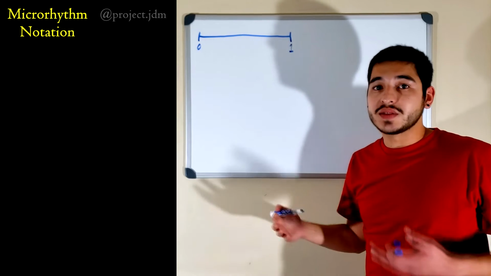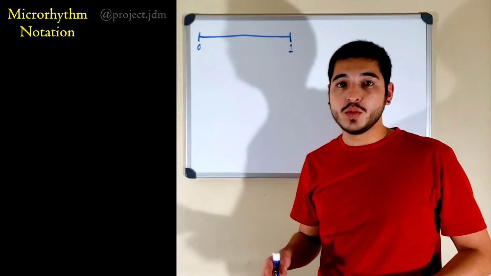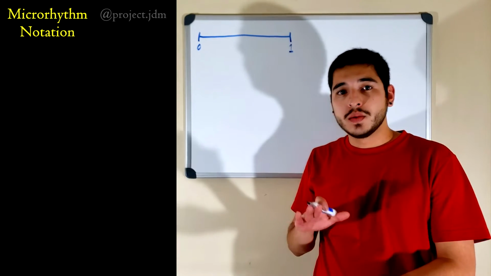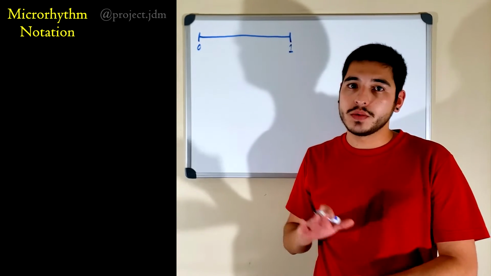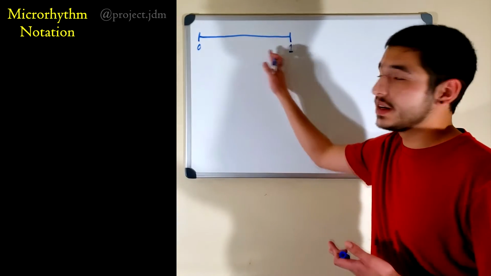But for the purposes of having an example to work with, we're going to make up a 4-note rhythm with some microrhythms in it. It's going to sound like this. 1, 2, 3, 4, 1, 2, 3, 4, 1, 2, 3, 4. And it's going to be notated like this.